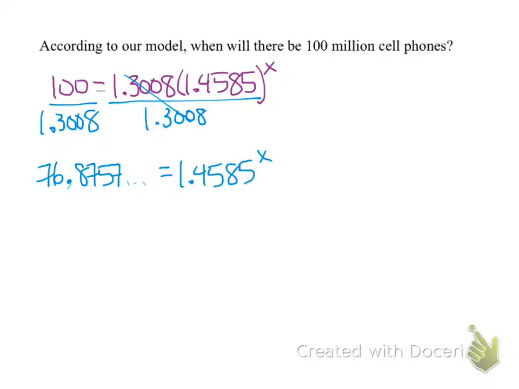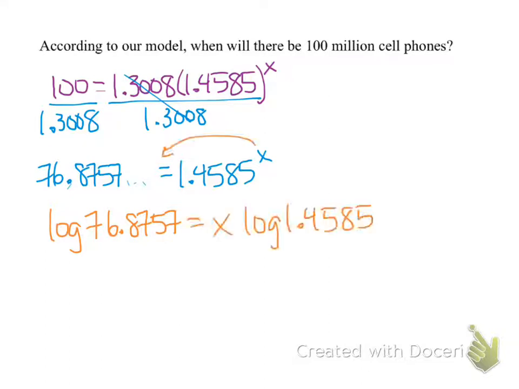76.8757. And now the whole point in this chapter, or one of the biggest points in this chapter I should say, is learning how to get that variable out of the exponent. So we're going to take the log of both sides. And when we take it over the right hand side, the whole reason we're doing that is to be able to bring that exponent out in front.